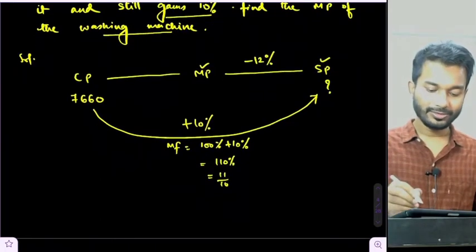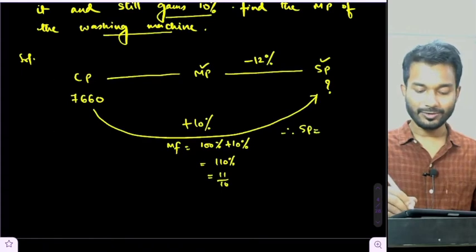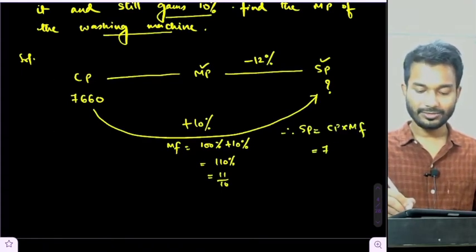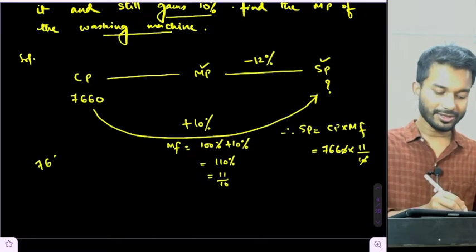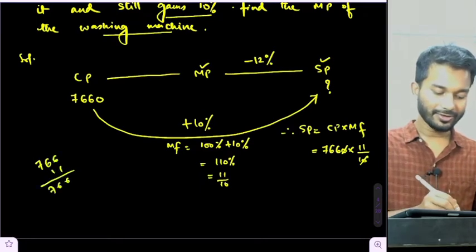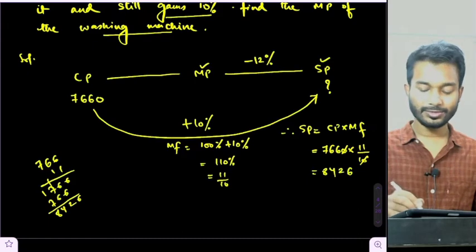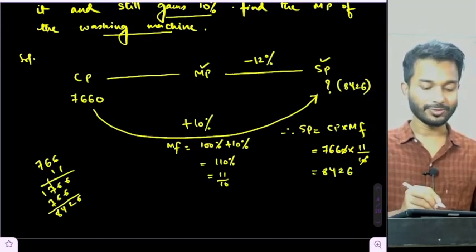Selling price is unknown. From this, I can easily find out the selling price. So selling price will be cost price multiplied with the multiplication factor. That is 7660, multiplication factor is 11 by 10. So 766 into 11, we are getting 8426 rupees. So the selling price of the article we found out. It is 8426 rupees.